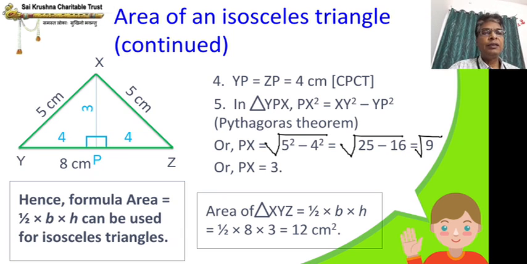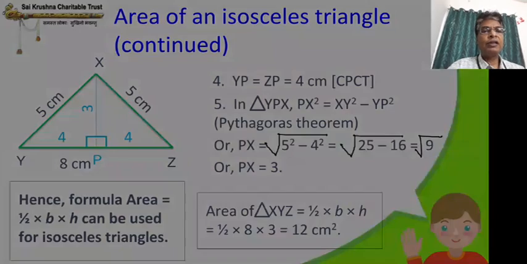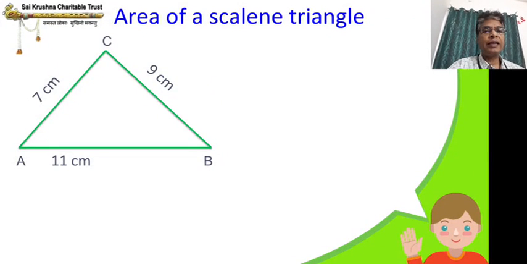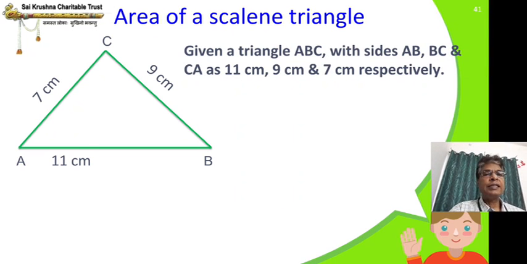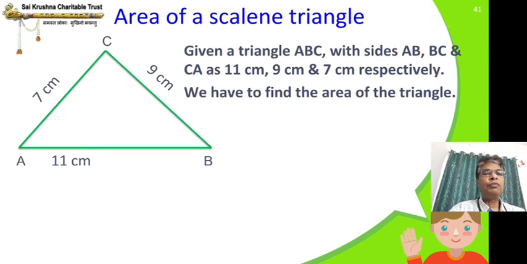So now we have seen we can use it for right angled triangle, equilateral triangle and isosceles triangles. Then what else is left out? Think about it. Yes, most of you would have got it. You are going to see a scalene triangle. What is a scalene triangle? Where the lengths of all three sides are different. No side is equal to another side, and none of the angles is 90 degrees. So here three sides are given: 11, 9, 7. We have to find the area of the triangle.